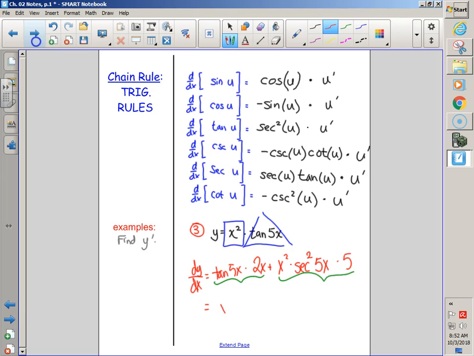And my final answer would be, well, I guess I could pull out an x. My final answer would be x times 2 tangent of 5x plus 5x secant squared of 5x.